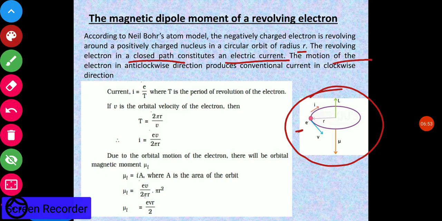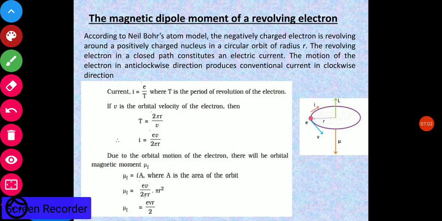The motion of the electron in anti-clockwise direction produces conventional current in clockwise direction, because the direction of the conventional current is that of the positive particle. So the conventional current is always opposite to the electronic current.